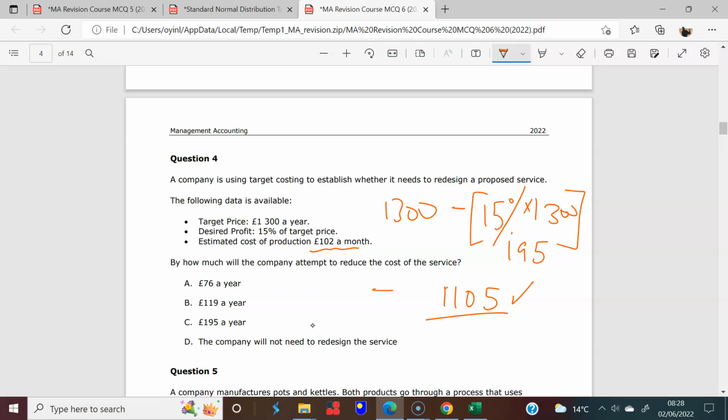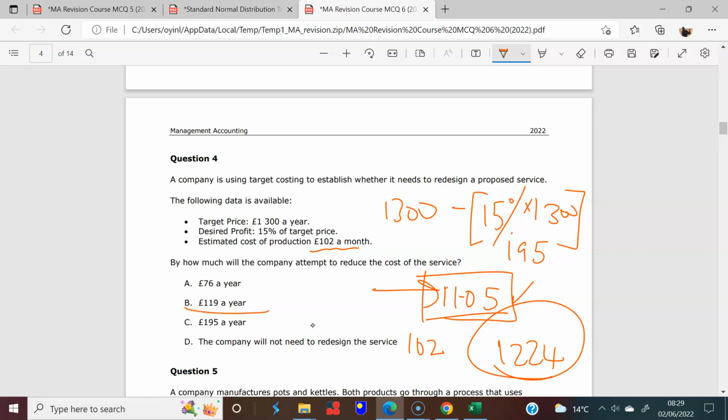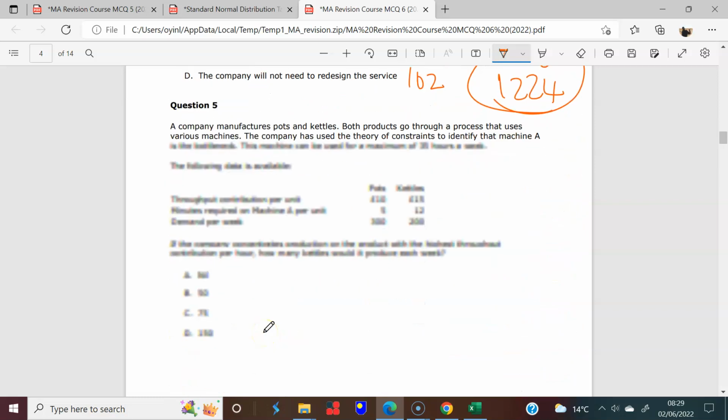So this is my target, 1,105. What I should do is multiply 102 by 12, and I get 1,224 for the year. This is what we're currently doing. So the difference of 119 is what we're trying to reduce our cost by, because we're trying to get it down to 1,105. So 119. Okay, right.